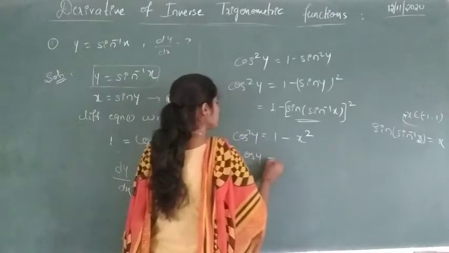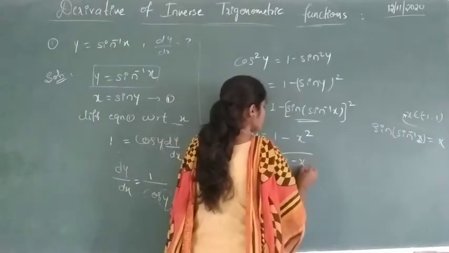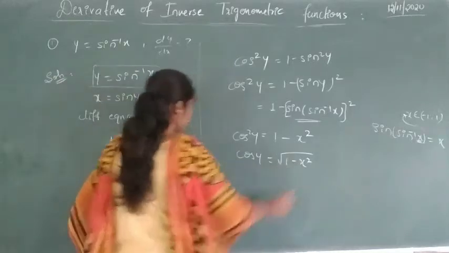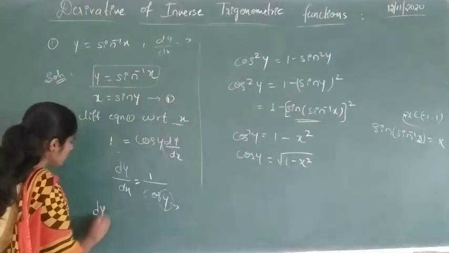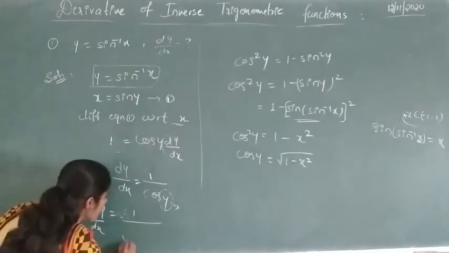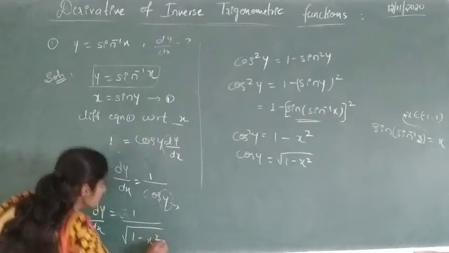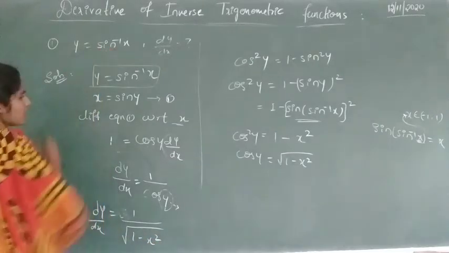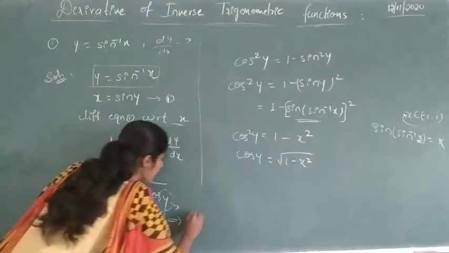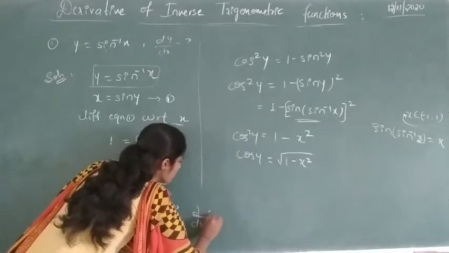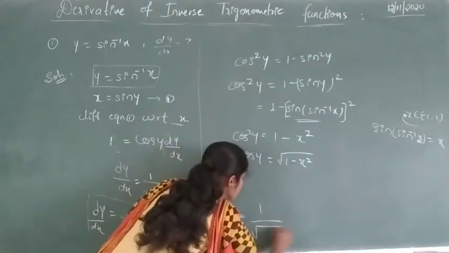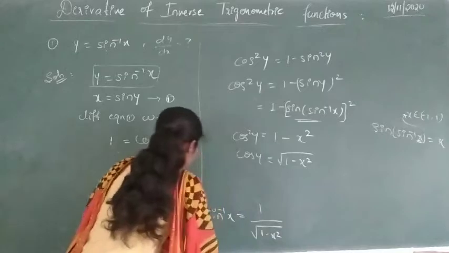Cos y, that is square root of 1 minus x square. So cos y can be written as square root of 1 minus x square. See, dy by dx is equal to 1 divided by square root of 1 minus x square. Y is sin inverse x. So that implies that the derivative of sin inverse x is equal to 1 by square root of 1 minus x square.